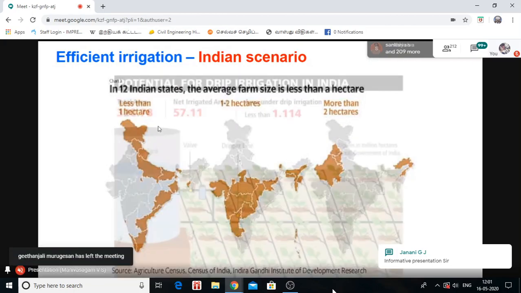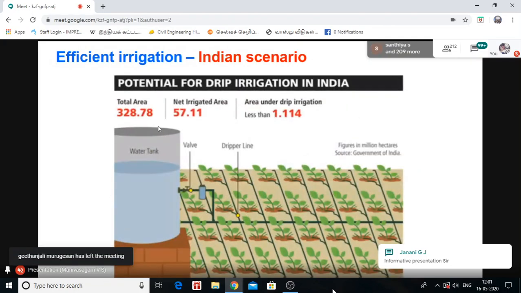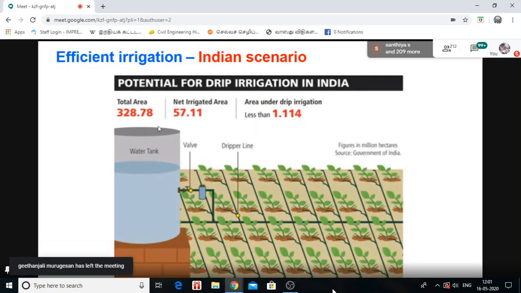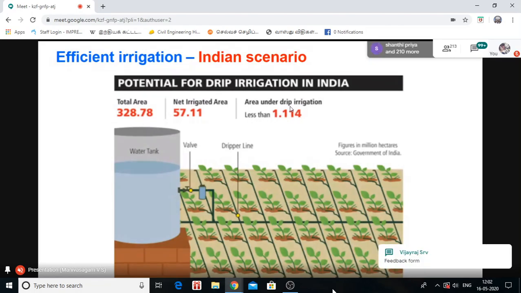And if you see another interesting stat, in India, the net irrigated area is 57 million hectares, out of which less than 1 million hectares is irrigated under drip irrigation. So there is a lot of potential. We need to improve our infrastructure facility to save the water.